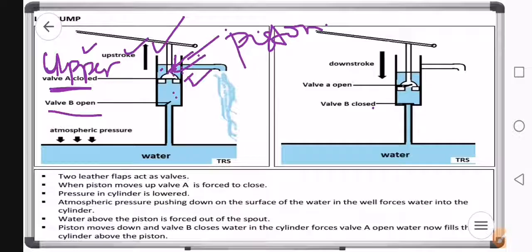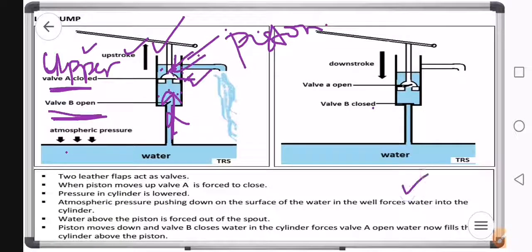And also during upstroke again, valve B, what is the actual name of valve B? Valve B is called the foot valve. So in other words, during upstroke, the foot valve opens. Why does it open? To allow the water to enter into the cylinder below the piston, into this cylinder. Okay? What causes water to enter into the cylinder? It is the atmospheric pressure.